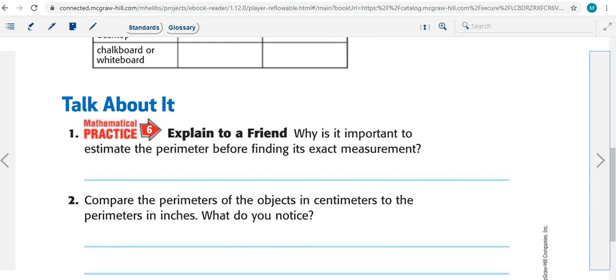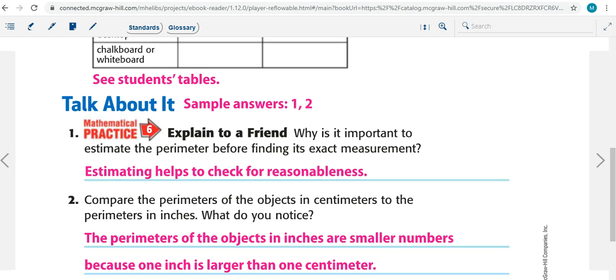Now, let's answer the questions at the bottom of your page 754. Why is it important to estimate the perimeter before finding its exact measurement? The answer is estimating helps to check for reasonableness. I was explaining that just now. Reasonable, razonable. Your estimation must be near the exact measurement. For example, you cannot say that a piece of paper is 300. The object is smaller, so you have to be reasonable and try to estimate a number close to the real value.